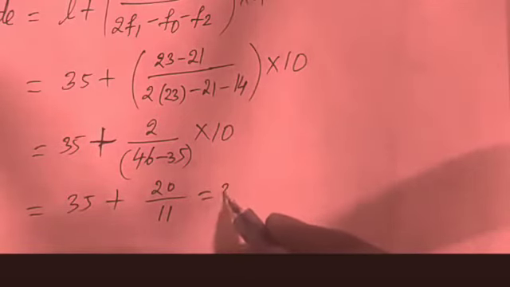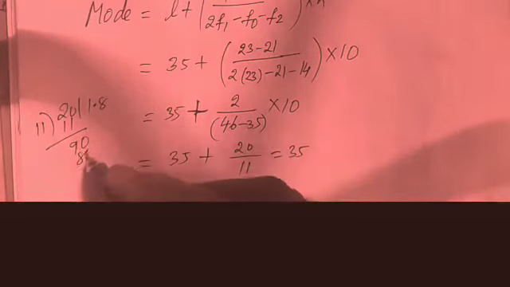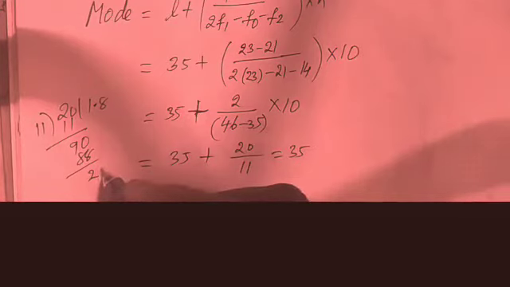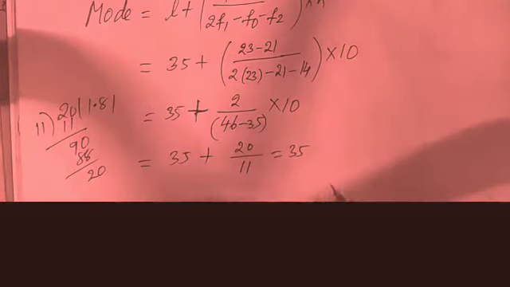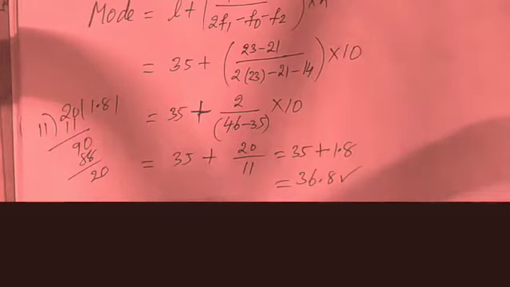Now there is no common factor for 20 and 11. Let us divide it. 11 ones are 11, 20 minus 11, that is 9. Put point. So 11 0, 11 8s are 88. So 1.8 is added, the mode is 36.8.